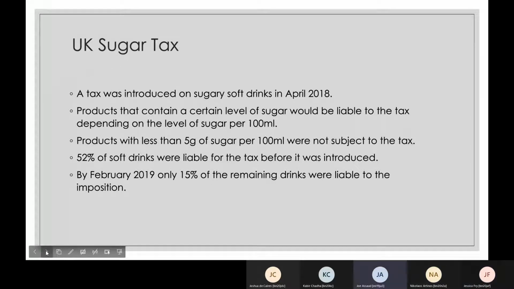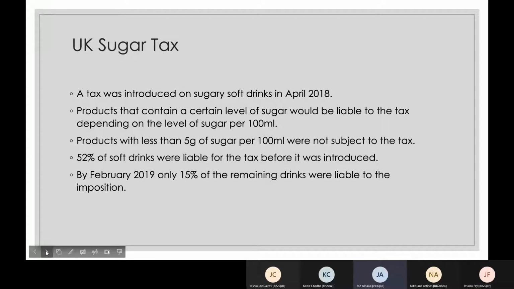A tax was introduced on sugary soft drinks in the UK in April 2018. Products that contain more than 8 grams of sugar per 100 ml are now taxed at 24 pence per litre, and products that contain 5 to 8 grams of sugar per 100 ml are taxed at 18 pence per litre. However, products with less than 5 grams of sugar per 100 ml are not subject to the tax.